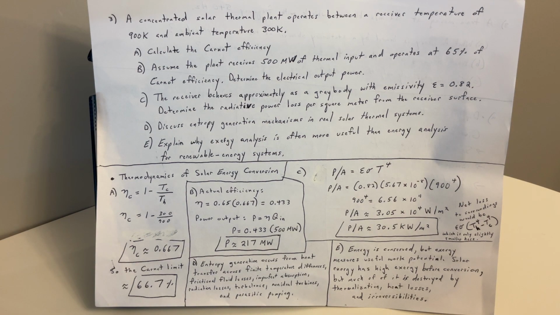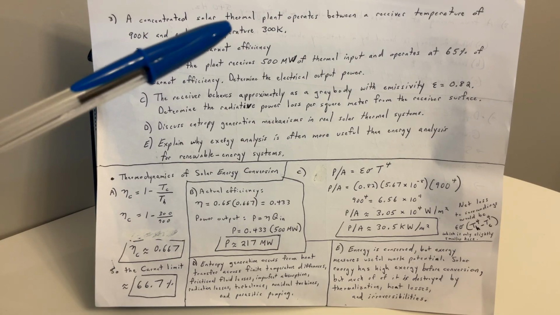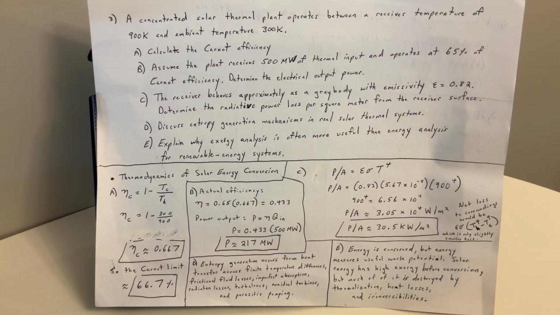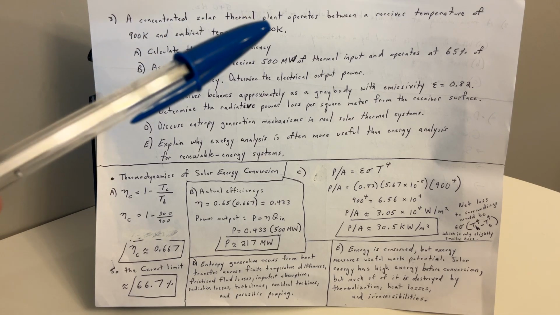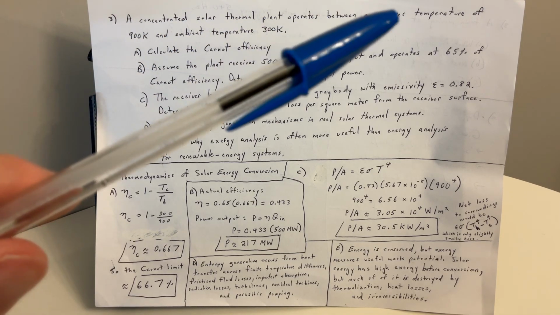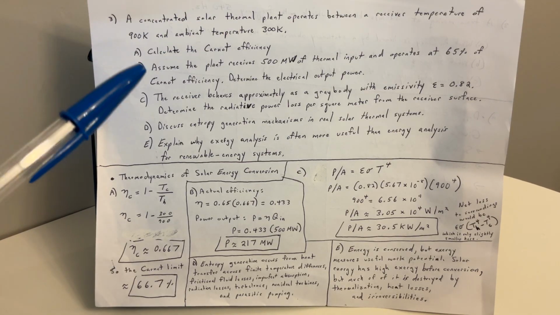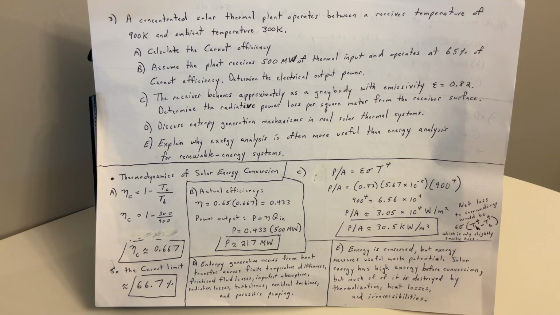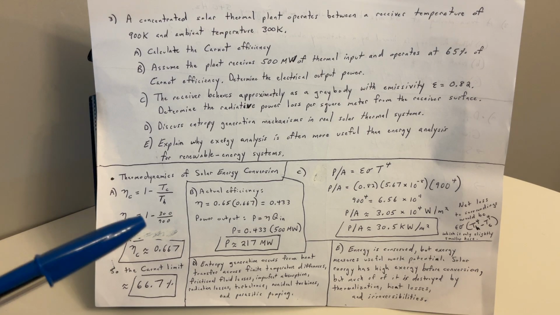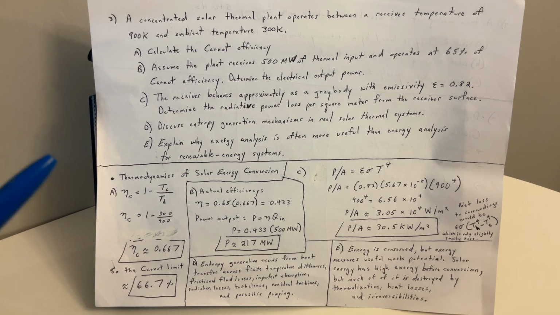Okay, so number 3. A concentrated solar thermal plant operates between a receiver temperature of 900 K and an ambient temperature of 300 K. Part A, calculate the Carnot efficiency. So this is the thermodynamics of solar energy conversion problem.